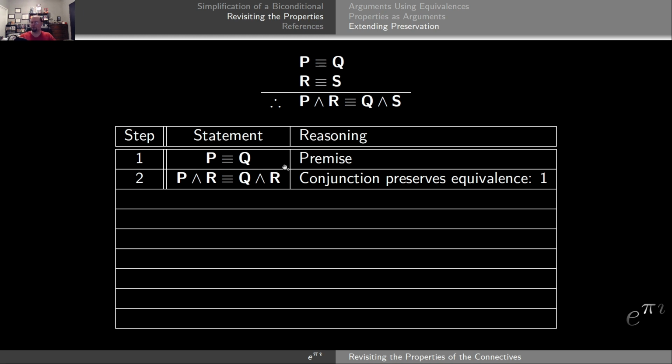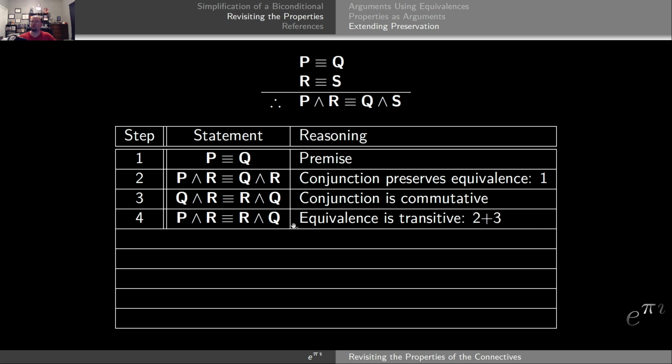Well, what I'm going to do is a little bit of finagling, a little bit of commutativity. Remember, I have the commutative law for conjunction, so I can rearrange this so that the R is on the other side. So Q conjunction with R is equivalent to R conjunction with Q. Also, the biconditional, that is the equivalence, is transitive. So P conjunction with R will now be equivalent to R conjunction with Q, giving me this line right here.